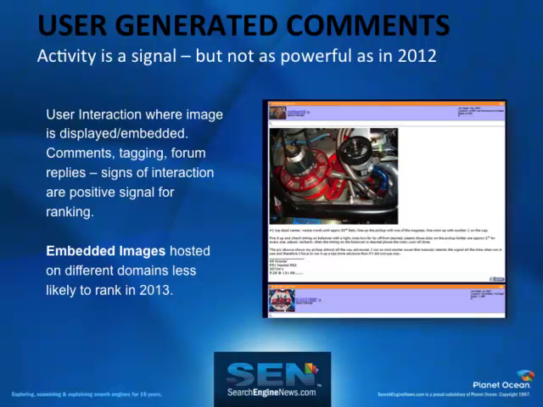Now, when we're talking about user interaction, it's where the image is actually displayed and embedded. This is an example of a forum post where an image was embedded in a forum, but the image file wasn't actually on that page. In the past, an image like this would rank well because Google's seeing all this activity going on at the URL where the image is. That has dropped down. It's not quite as important. Embedded images hosted on different domains are less likely to rank in 2013. So that's good news for those that are actually generating the content.